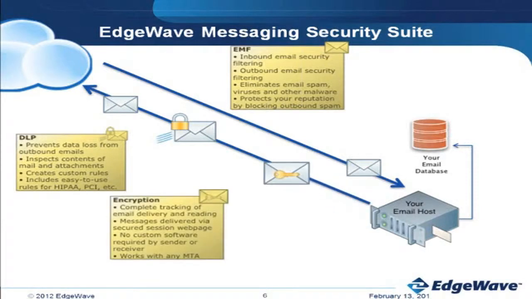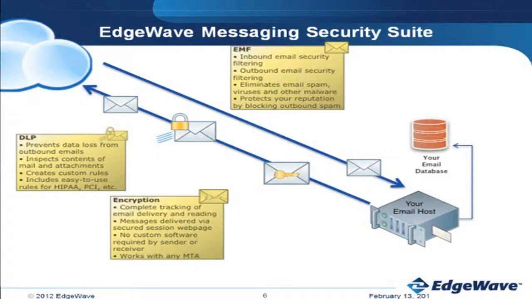So we can actually now add on top of this our encryption service, and both of those services work hand in hand. So encryption will now use this sensitive data and actually track the email delivery from end to end. Messages get delivered via a secure session web page. There's no custom software required by the sender or the receiver, and our encryption service works with any MTA, mail transfer agent.